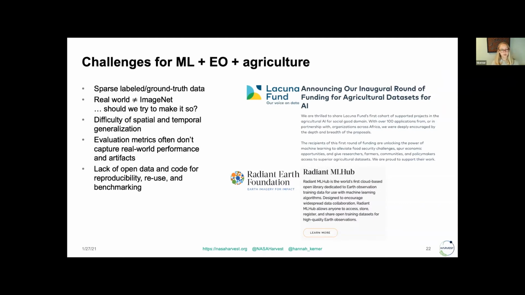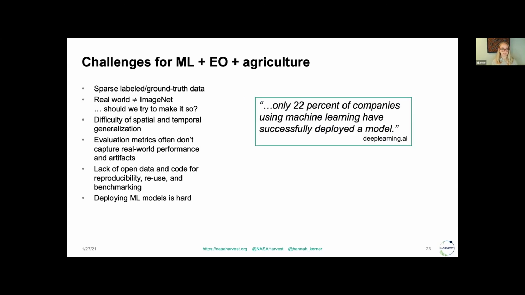I think we can do a lot better in our community of having a culture of open data and open code and sharing. We need to be able to reuse other people's code and be able to build off of this state of the art and intercompare published methods and be able to access the maps that are produced. I think the community is really moving in that direction now, and efforts like the Lacuna Fund and Radiant Earth ML Hub are helping with that. So I think that's great, and we need more of those kinds of things.